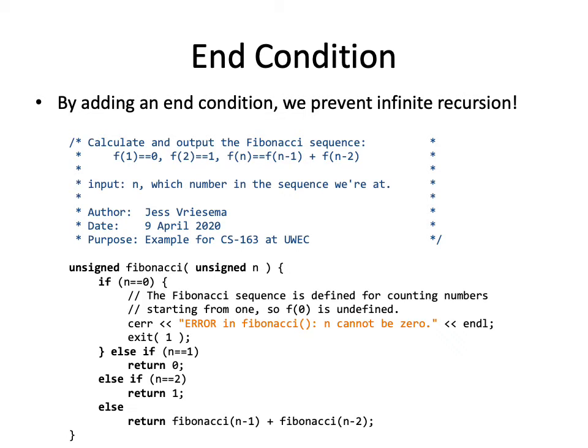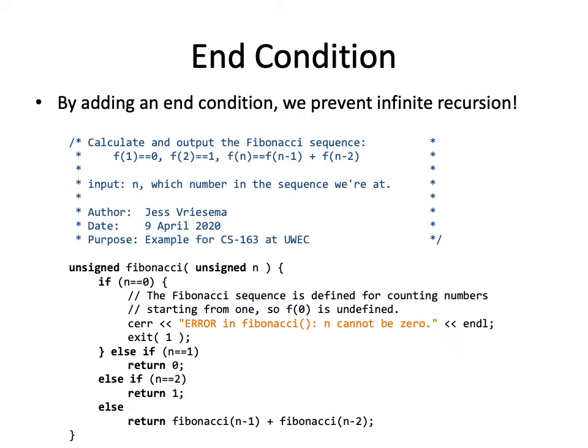Now, the Fibonacci sequence is really only defined for counting numbers starting from 1. So n equals 1, n equals 2, n equals 3, and so on. With n equals 0 is technically undefined as we're setting it up. So we're just going to give an error and exit. We could also just return 0 if we wanted to. In this case, you could say that the Fibonacci of n equals 0 is defined to be 0. We're not going to go there right now.